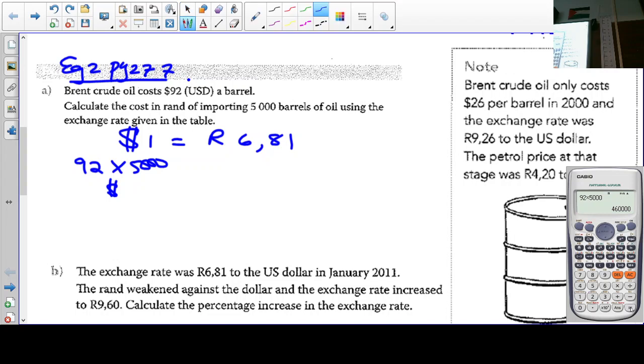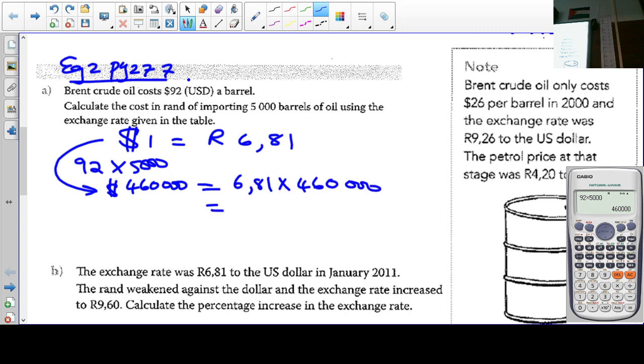460,000. Is that correct? 460,000 US dollars. Okay. But they want to know what the cost in rands would be. So how do I move from 1 to 460,000? You multiply. And remember when we're busy with the ratios, we're only multiplying them. Okay? So that's going to give you 6 rand and 81 cents by $460,000. So you multiply that by 6 rand and 81 cents.